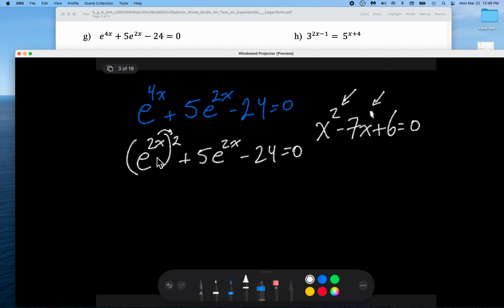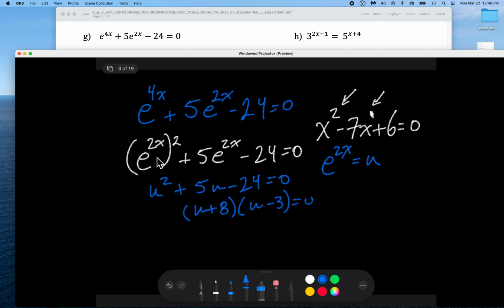The way I like to do these is it's easier for me to set e to the 2x equal to the letter u, and that gives me u squared plus 5u minus 24 equals 0. Then I factor this as u plus 8, u minus 3 equals 0. Therefore, u equals negative 8, or u equals positive 3.